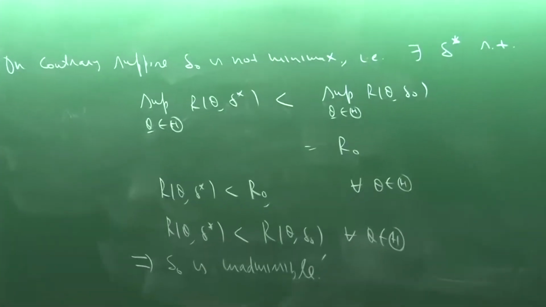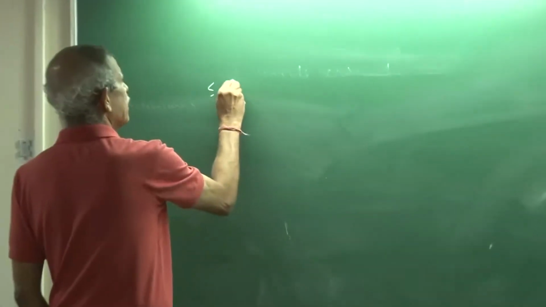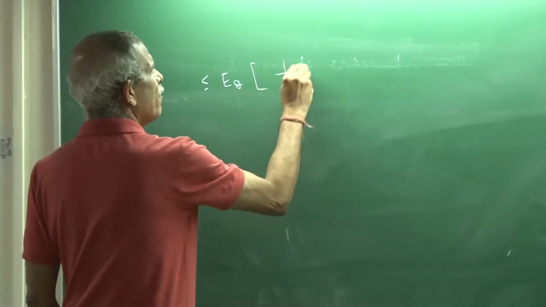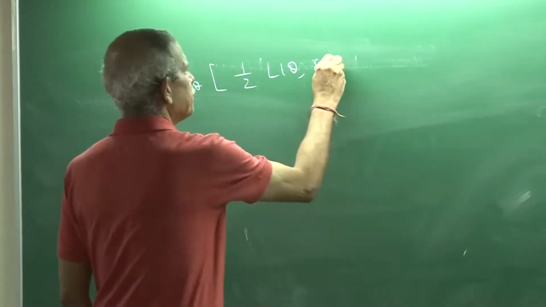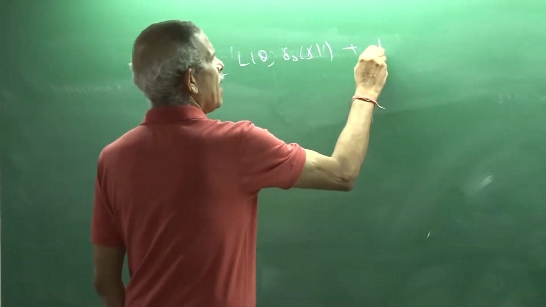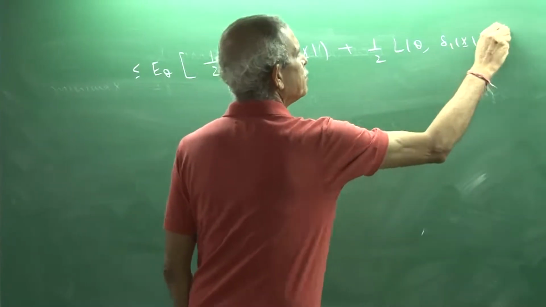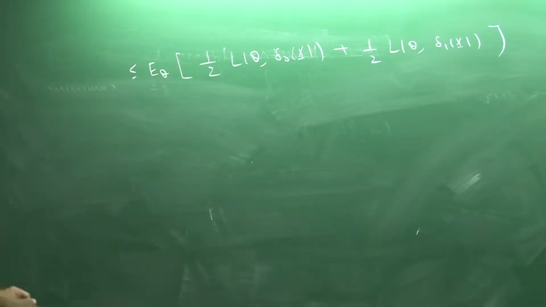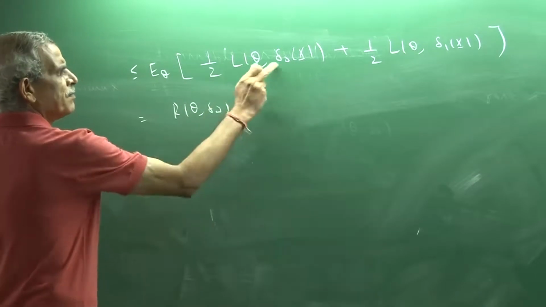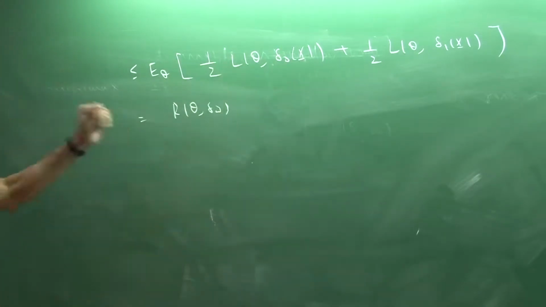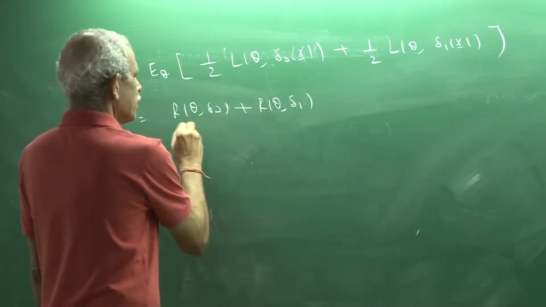So this would always be less than or equal to the expected value of half L(θ, δ0(X)) plus half L(θ, δ1(X)), which is R(θ, δ0)/2 plus R(θ, δ1)/2.